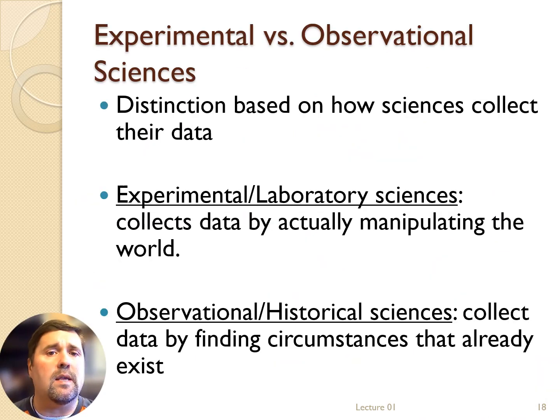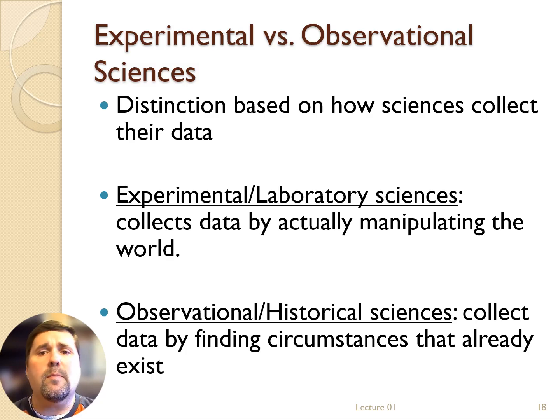Another distinction is that between the experimental and observational sciences. The physical-social distinction was based on what the scientists were studying. This distinction is about how they conduct the study. An experimental, or a laboratory, science is one that gathers its information about the world by actually manipulating the world. A chemist, for example, pours red liquids into blue liquids and records what happens. A physicist will build a pendulum and measure how long it takes to swing. You do experimental sciences by conducting experiments.